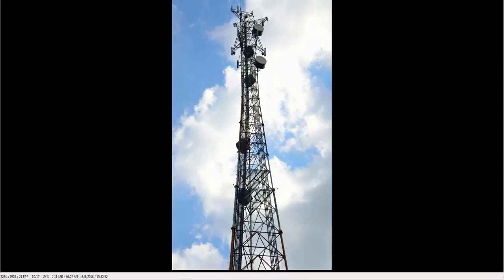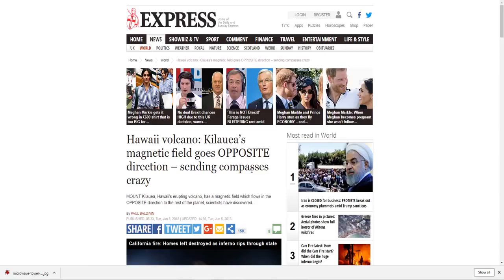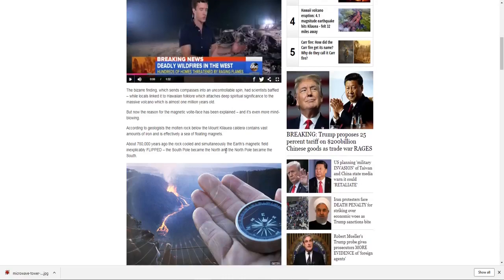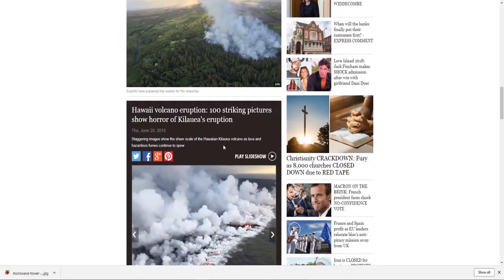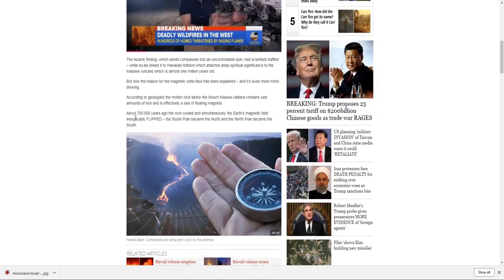We know that everything is electromagnetic, and we're already having trouble with Earth's electromagnetic field. For example, Hawaii volcano magnetic field goes opposite direction, sending compasses crazy. Yes, it flipped the compasses the other way, and they talk about all this lava flow, and they say here at the bottom that these 780,000-year-old rocks, okay, were causing the compasses to spin around.